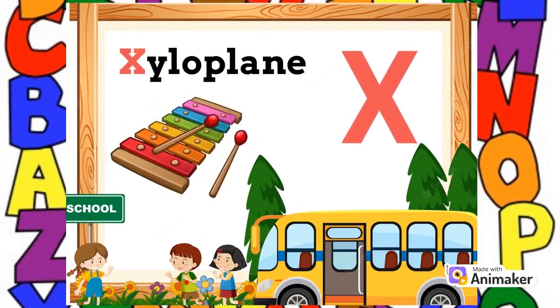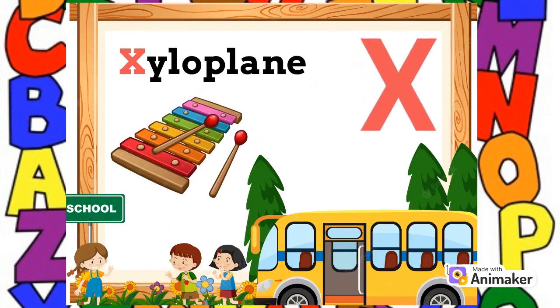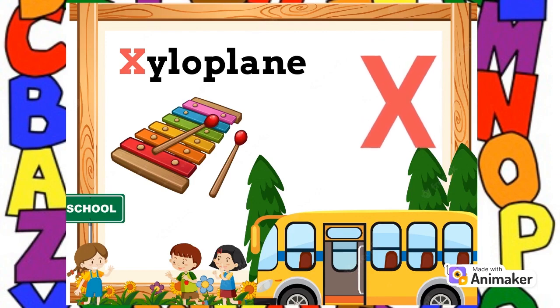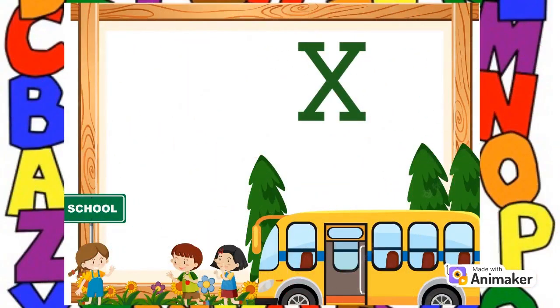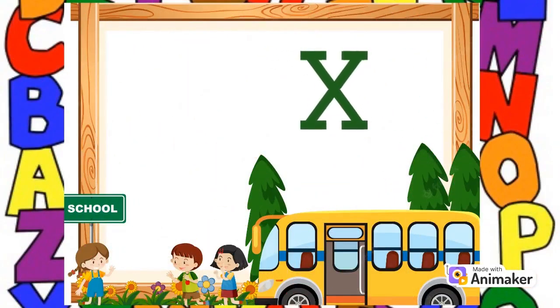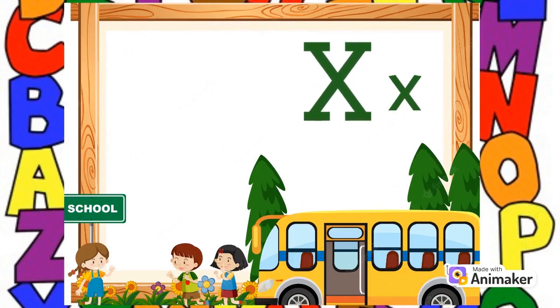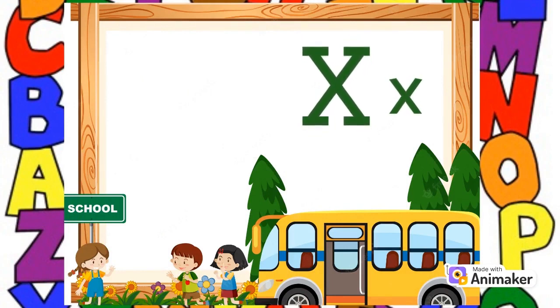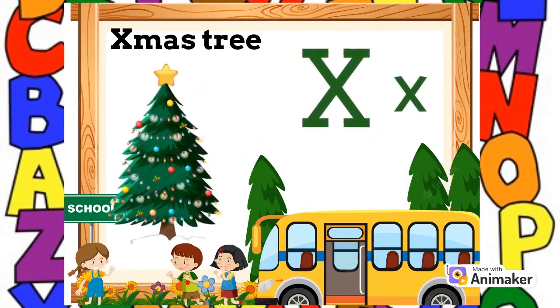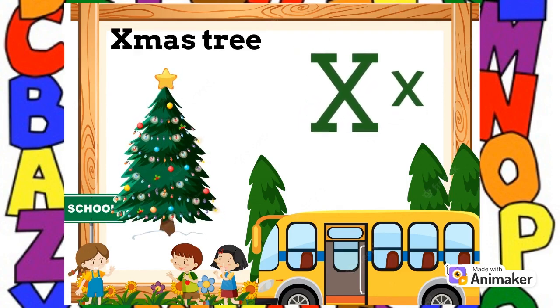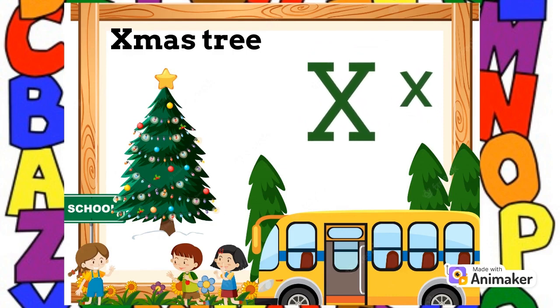X capital X. X for xylophone. X Y L O P H O N E xylophone. X for xylophone. X capital X small x. X for Xmas tree. X M A S T R E E Xmas tree. X for Xmas tree.